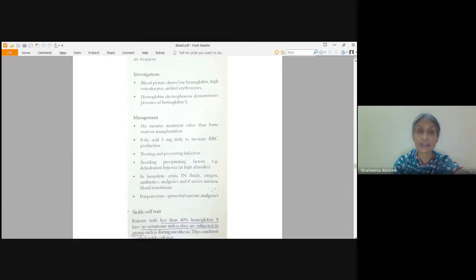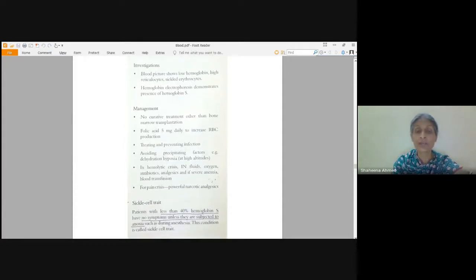In investigations of the blood picture, you are going to see low hemoglobin, high reticulocyte count, and sickled erythrocytes. If you do hemoglobin electrophoresis, you will find the presence of hemoglobin S bands, which are diagnostic.